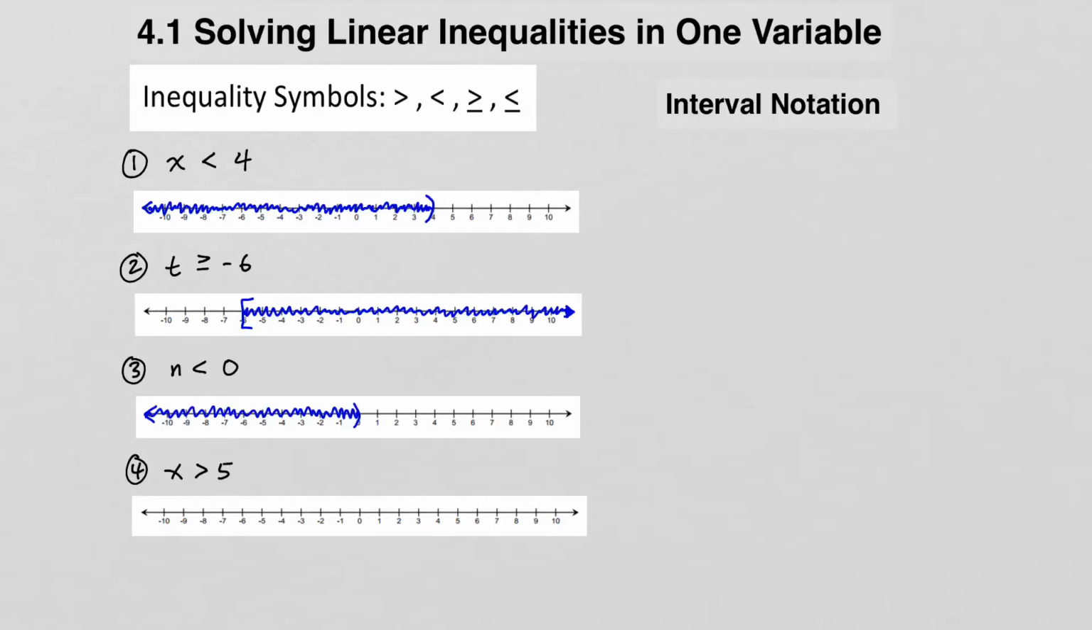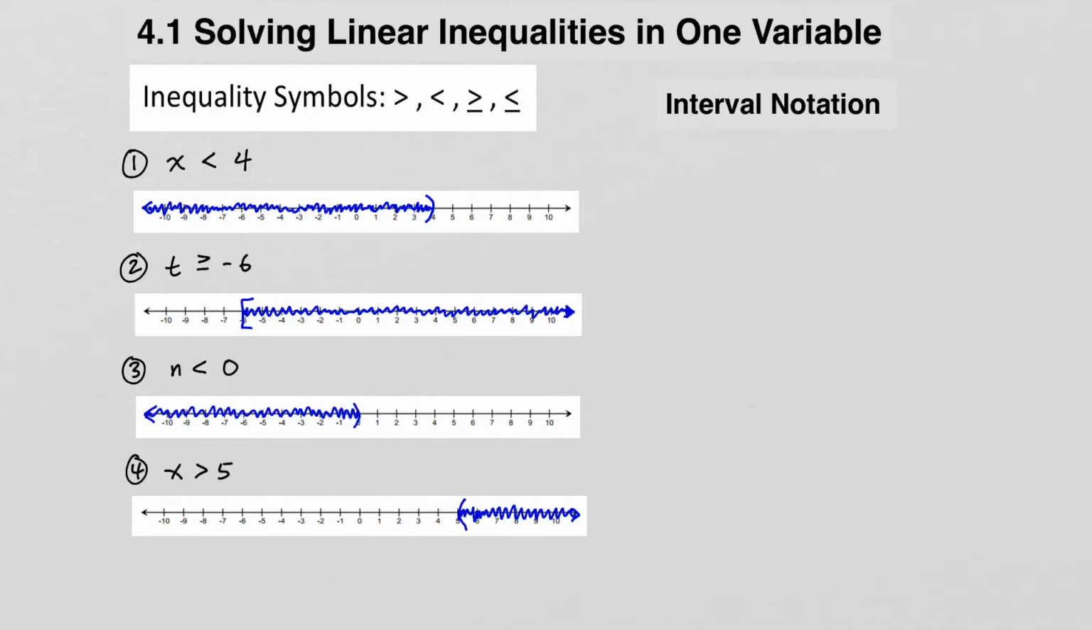And for our last example, we're going to graph all the numbers x that are greater than 5. And so again, we locate 5 on the number line, and the numbers greater than 5 will be the numbers to the right of 5. And that should be a parentheses there to indicate that 5 is not part of the solution.